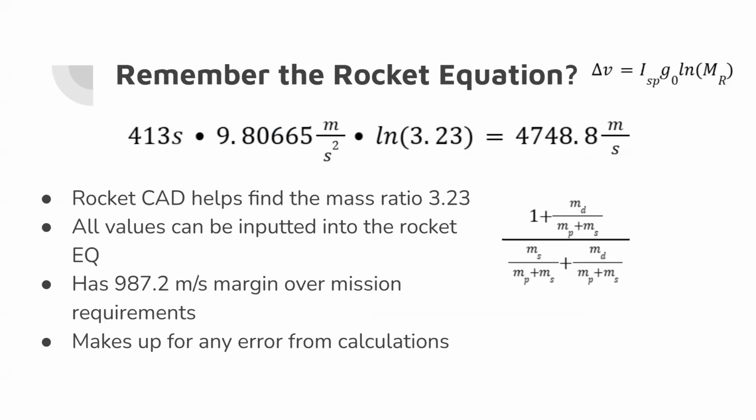And so now that I have all the values, I can multiply the specific impulse, which is 413 seconds, the standard gravity, and then the natural logarithm of the mass ratio to get the final delta V of 4,748.8 meters per second, which has over 987.2 meters per second of margin over the mission requirements, which gives me plenty of room to account for all of my calculation error.